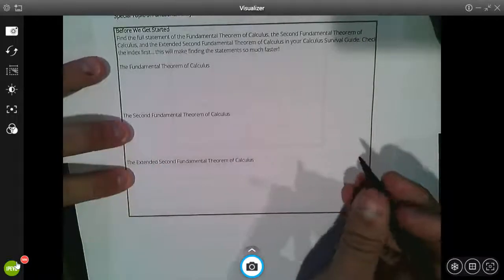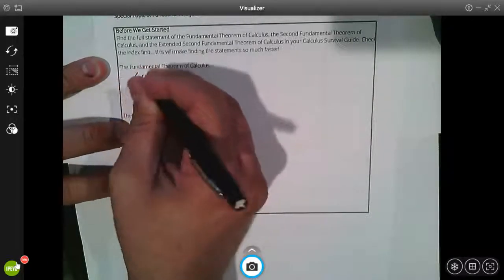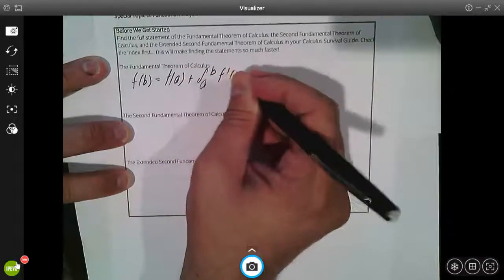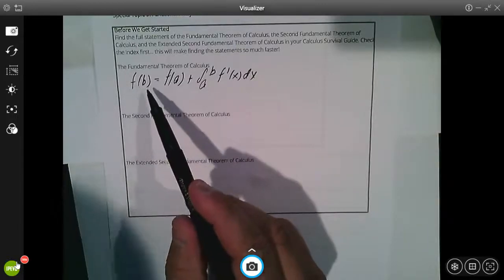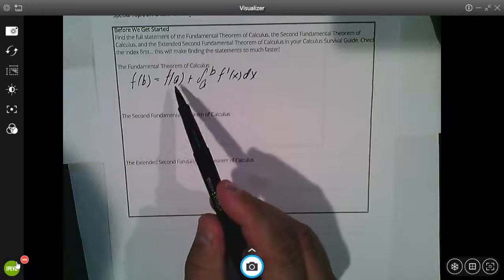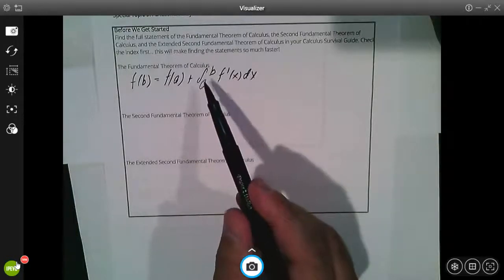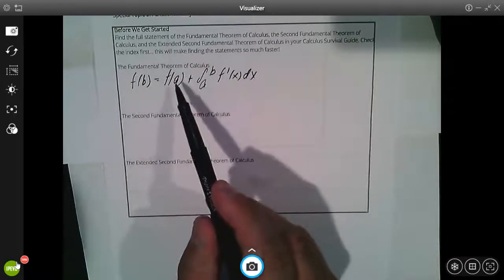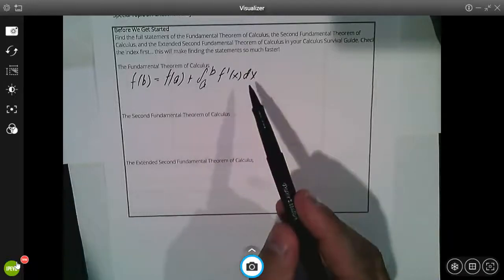Anyway, okay. Before we get started, a couple of the named theorems that I want to make sure you have ready access to. One of them is the fundamental theorem of calculus. It says that f of b equals f of a plus the integral from a to b of f prime of x dx. It's the value of the function at the end of the interval is equal to the value of the function at the start of the interval plus the integral of the derivative. Said another way, the final value is equal to the initial value plus the total change.